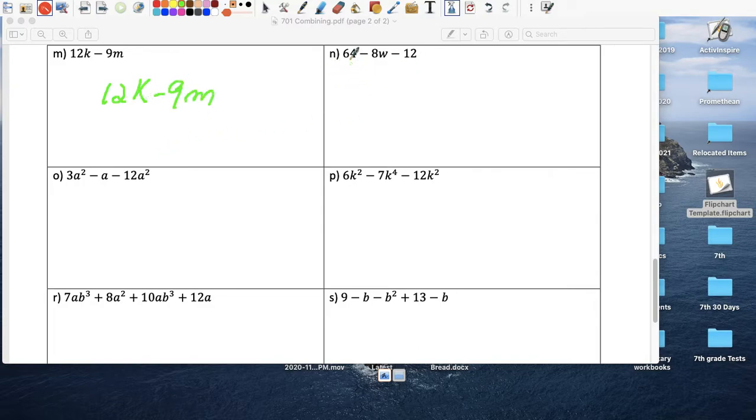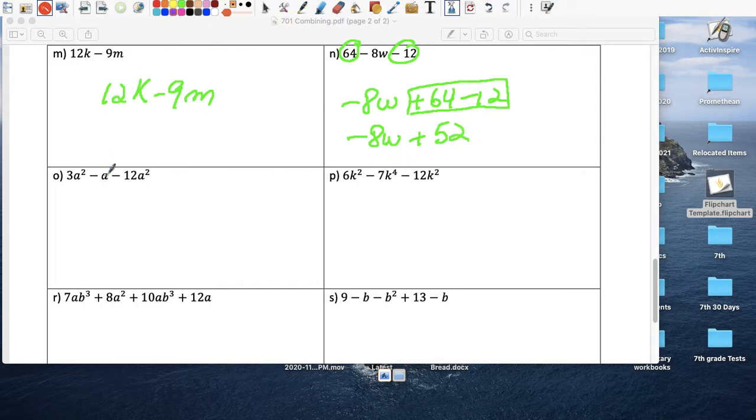These two I can, and again, I'm going to rewrite my expression. Notice that these two are alike, so I'm going to put negative 8w in the front, and I'm going to bring the 64 to the back, to the third position, and negative 12 stays last. If I combine like terms, negative 8w doesn't combine, but I do have to combine these two. And that's going to give me positive 52.